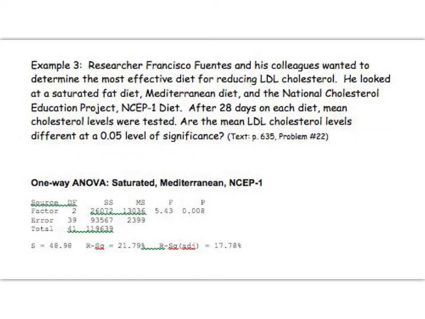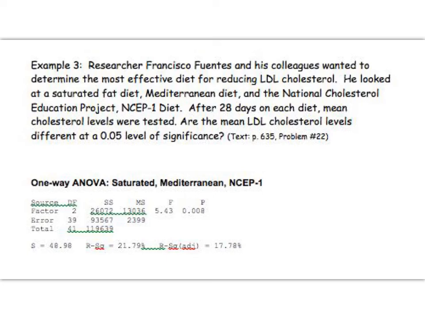Okay, third example. Researcher Francisco Fuentes and his colleagues want to determine the most effective diet for reducing LDL cholesterol. He looked at a saturated fat diet, Mediterranean diet, and the National Cholesterol Education Project. That is the NCEP1 diet.